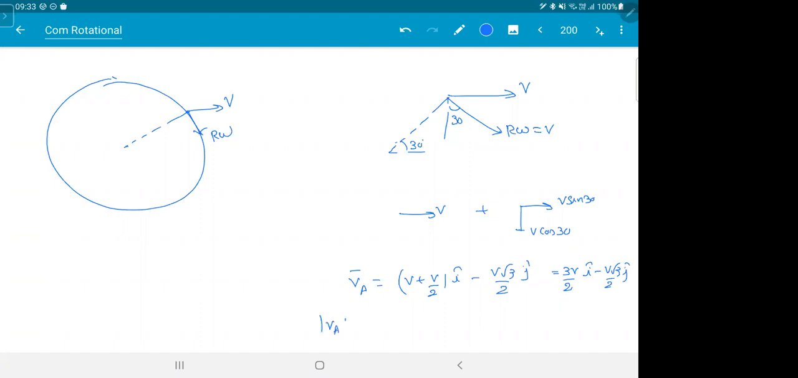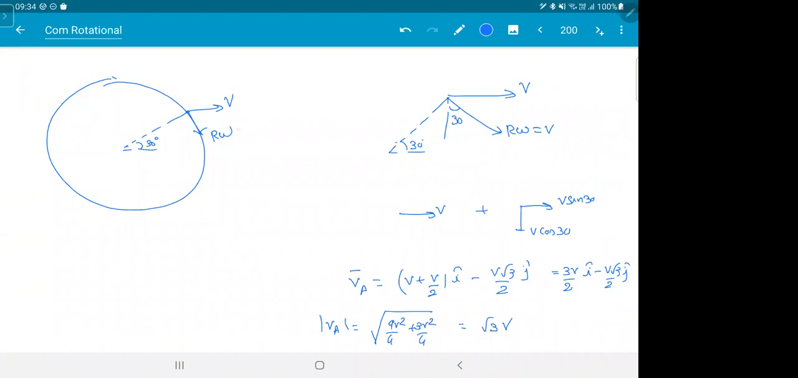If you want the magnitude, 9V square by 4 plus 3V square by 4, root 3 V. That will be the speed. Check it out. Right, Krishna, you got it. Check out the steps. Again, other than vectors, there is nothing high-fi.